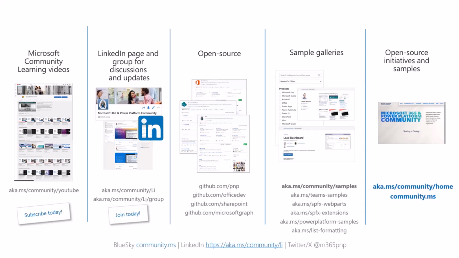We also have a LinkedIn page and group for following updates and having discussions. There are a lot of open source assets on GitHub. We also have sample galleries, which make it easy to find the relevant sample for you from Power Platform, Microsoft 365, SPFx, whatever you're looking for. You can easily find samples created by Microsoft or the community from one centralized location. You'll find all of these URLs at aka.ms/community-home, or a newer URL mapping to the same location, community.ms.